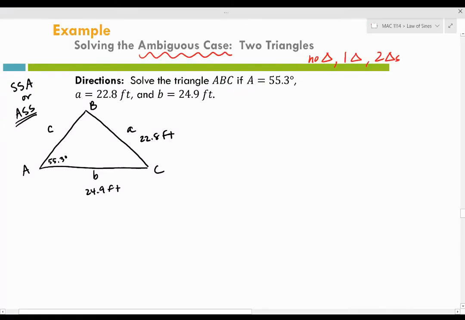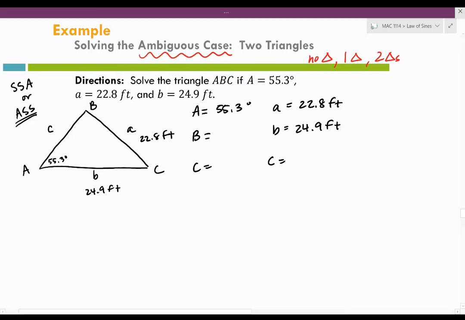All right, so let me go through and make a table for what we have. A, B, C. Big A is 55.3 degrees. Big B, we don't know. Little a, b, c. Little a is 22.8 feet. And little b is 24.9 feet.